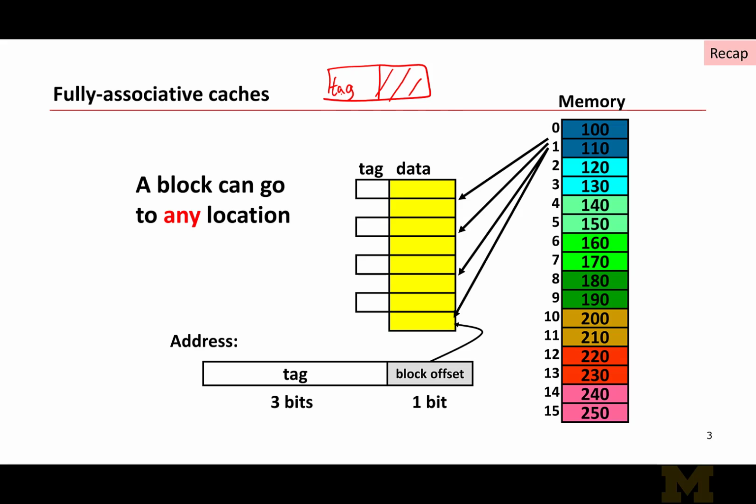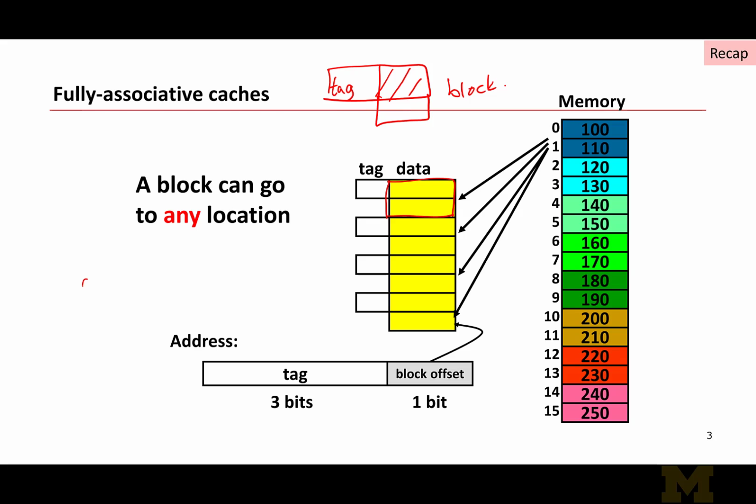And the way we solved this problem was by increasing the size of the data that is stored per tag. And we called this the cache block. And so now you need to have only 1 tag per cache block as opposed to 1 tag per byte. And that significantly reduced the tag overhead.